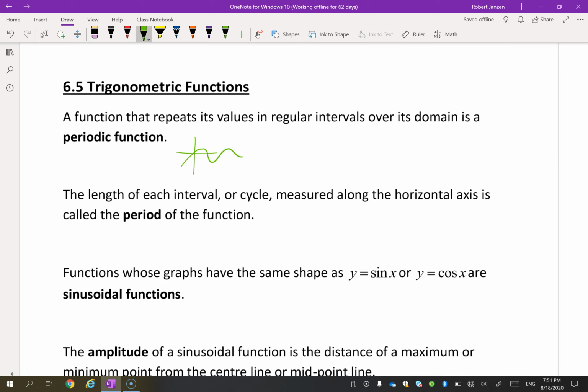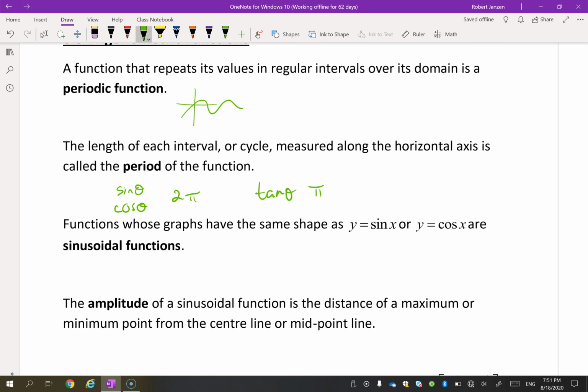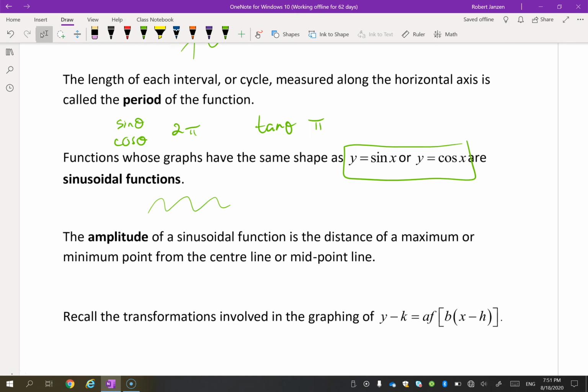If you remember the period for sine and cos, the period was 2 pi. The period for tan is just pi. All right, the sine and cos graphs are what we call sinusoidal functions. I know that seems weird that we call the cos graph sinusoidal, but they're both sinusoidal. They just mean that they have this wave. Okay, the amplitude, we've already talked about what the amplitude is. That's the distance above or below the midline.